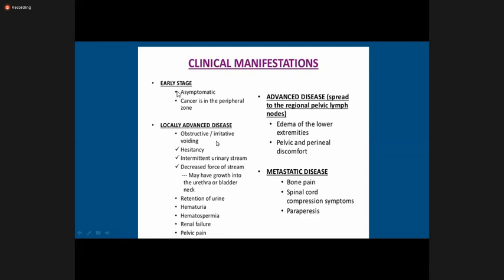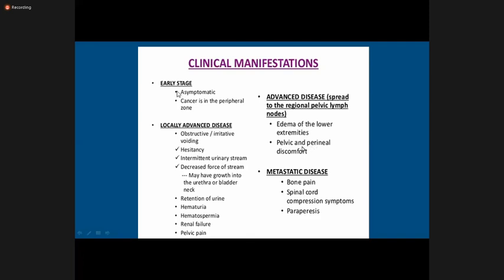These are the symptoms with which we suspect the patient has locally advanced disease: hematuria, hematospermia, renal failure, and pelvic pain. Pelvic pain is due to involvement of the neurovascular bundle, the nerves. Advanced disease spreads to the regional lymph nodes, causing edema of the lower extremities, and pelvic and perineal discomfort.